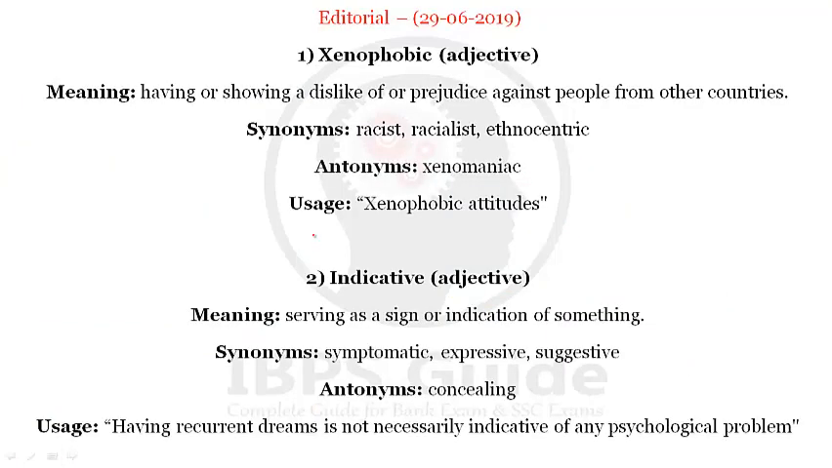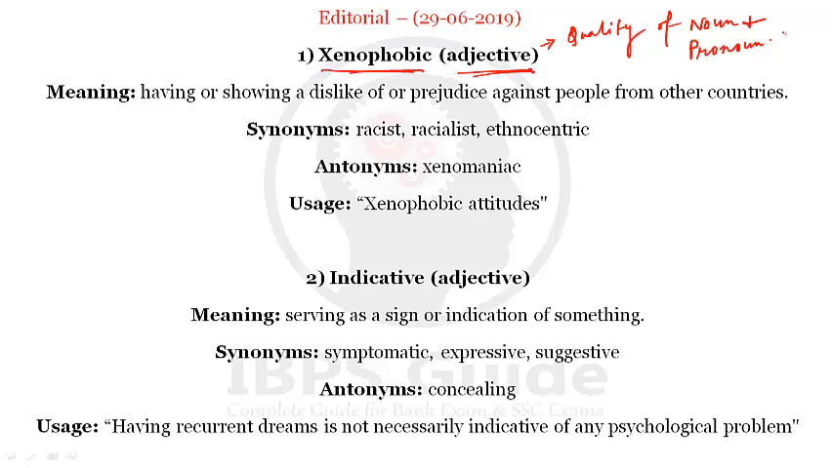We get our first word, that is xenophobic. Xenophobic is an adjective in our parts of speech. Adjective means the quality of a noun and the quality of a pronoun. We can also say that it is a qualifier of a noun and pronoun. Jo word noun ya pronoun ki koi bhi speciality batate hai, koi visheshta batate hai, that is called an adjective.